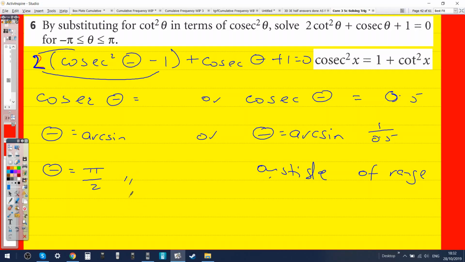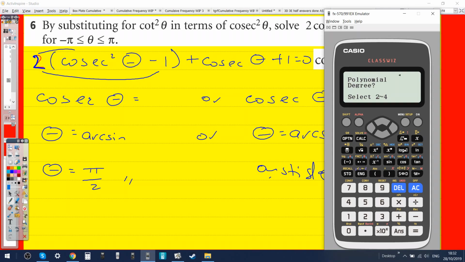Yeah, great. Oh, hold on. This is between pi and minus pi. Does that make a difference? No, because it repeats every 2 pi, doesn't it? Yeah. So how could you get a second solution? Or a third, I suppose.